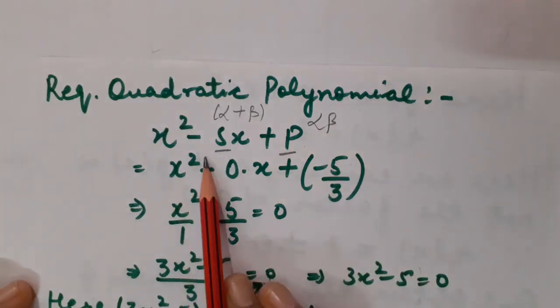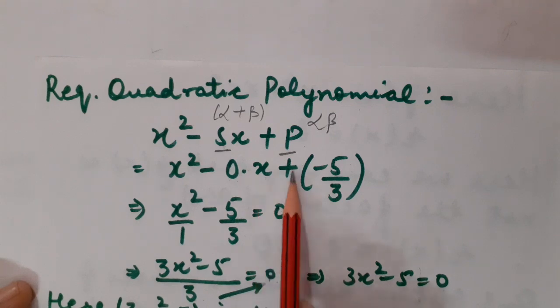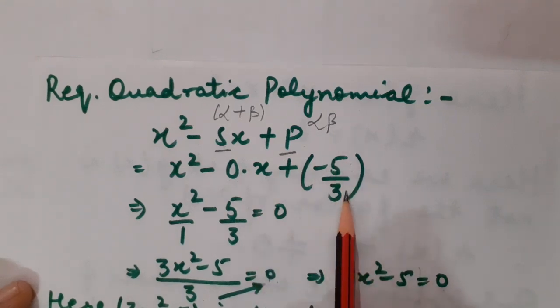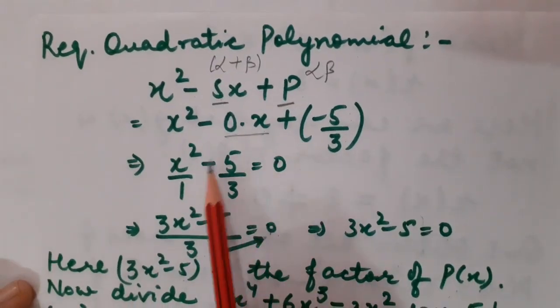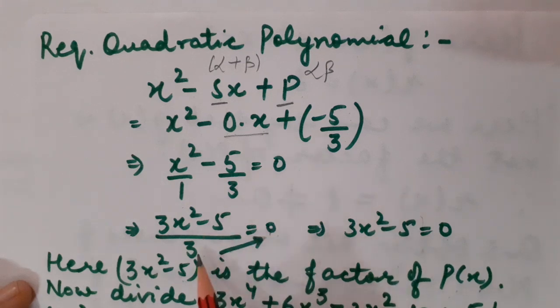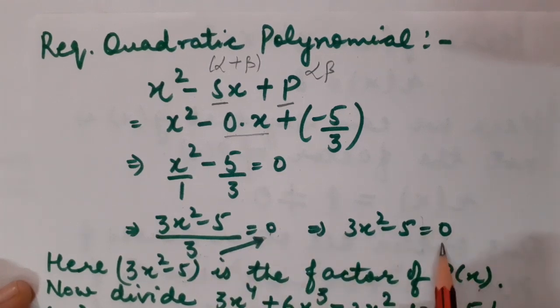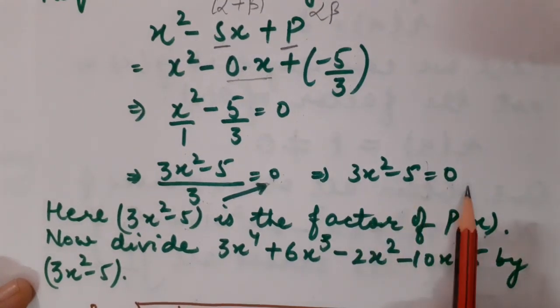Fine. So x square minus sum, which we calculated as 0, so 0 into x, plus product, which was minus 5 by 3. So 0 into x will become 0. What we have got is x square minus 5 by 3 is equal to 0. Taking 3 as LCM, what will I get? 3x square minus 5 equal to 0. While cross multiplying, 3 by 0 would become 0. So this is 3x square minus 5 is equal to 0.